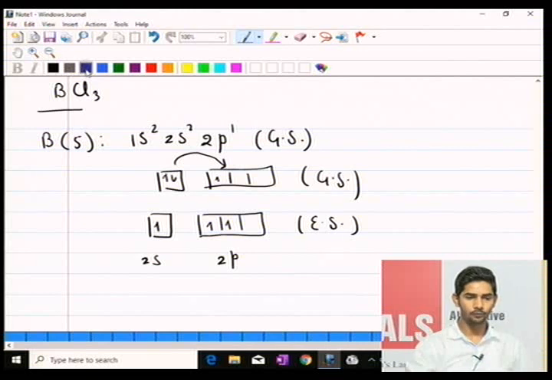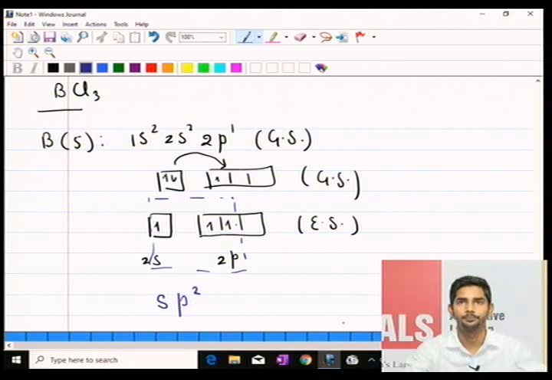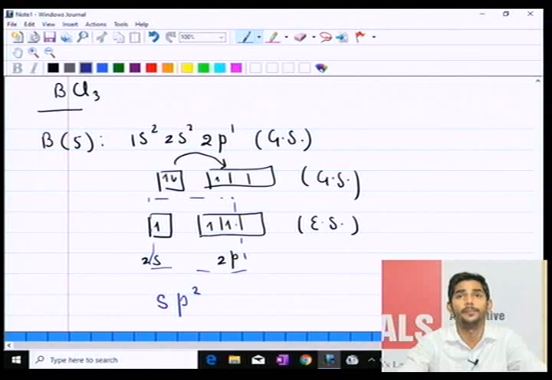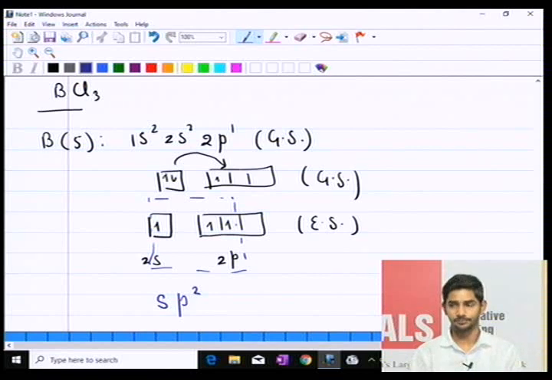Central atom will use 3 orbitals for the bond formation. One is s and 2 from the p. That's why it is known as the sp2. Because 2 orbitals of p are being used over here, that's why it is known as the sp2 hybridization. Now again, there are 3 orbitals which will intermix. One is s and 2 from the p. So we will get the 3 hybrid orbitals.